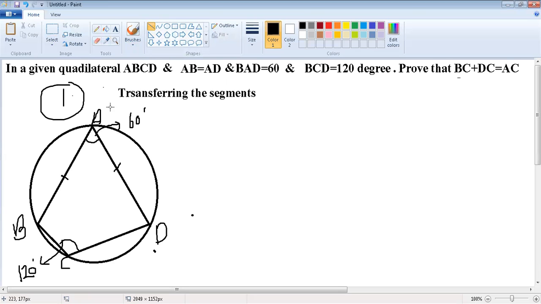Now, what we will do is let's join AC. That's what is to be proven in the end. So let's join AC.